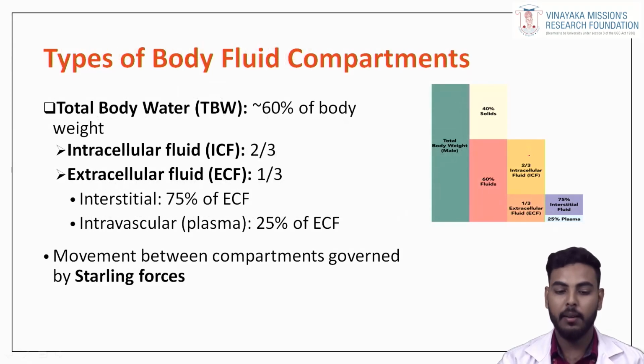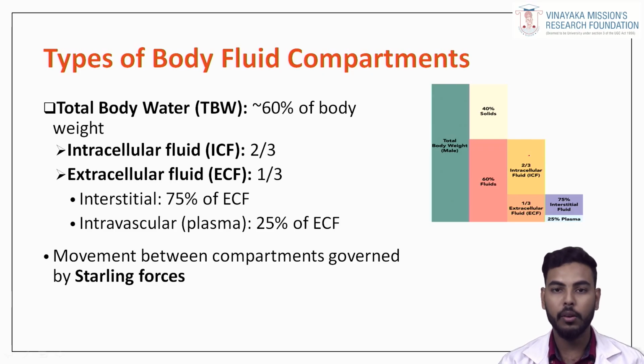So next we'll be discussing the types of body fluid compartments. Before going to the concept of fluid therapy, we'll discuss how the body fluid is divided. First, total body water is approximately 60% of the body weight. When we see this image, total body weight is divided into two, that is fluids and solids. Fluids is around 60% and solids is around 40%.